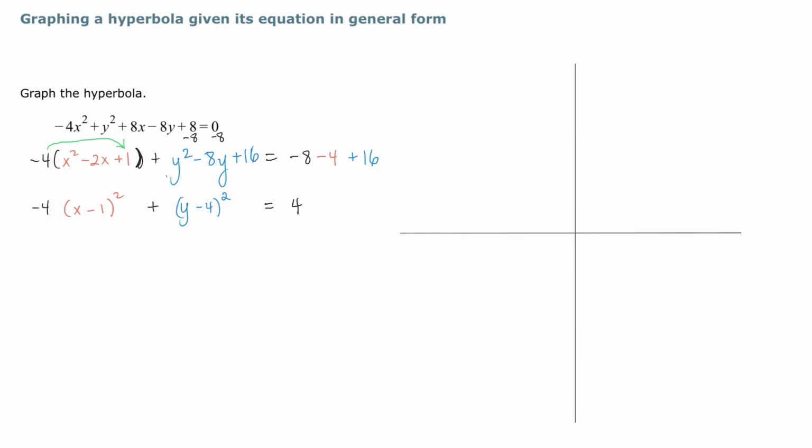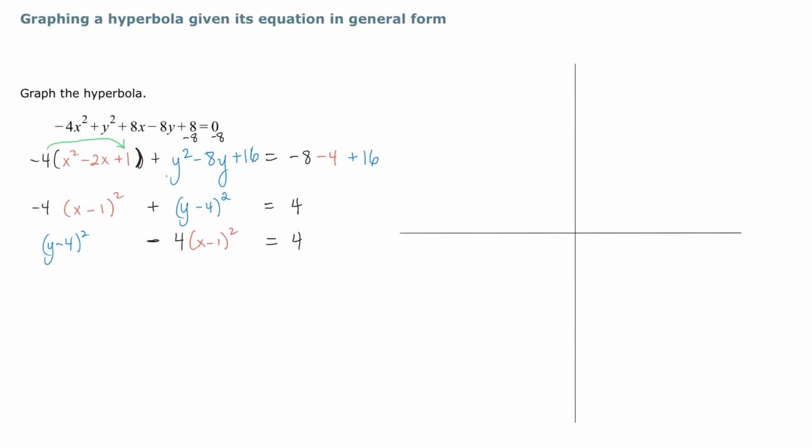This is almost in standard form. We're going to go ahead and write the positive coefficient first. So y minus 4 quantity squared is positive. And then we're going to say subtract 4 times what? X minus 1 quantity squared is equal to 4. Just a little rearrangement there.